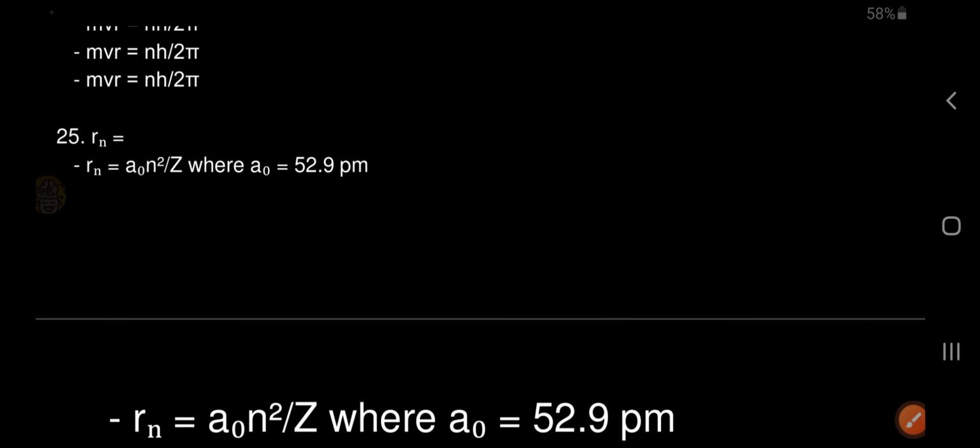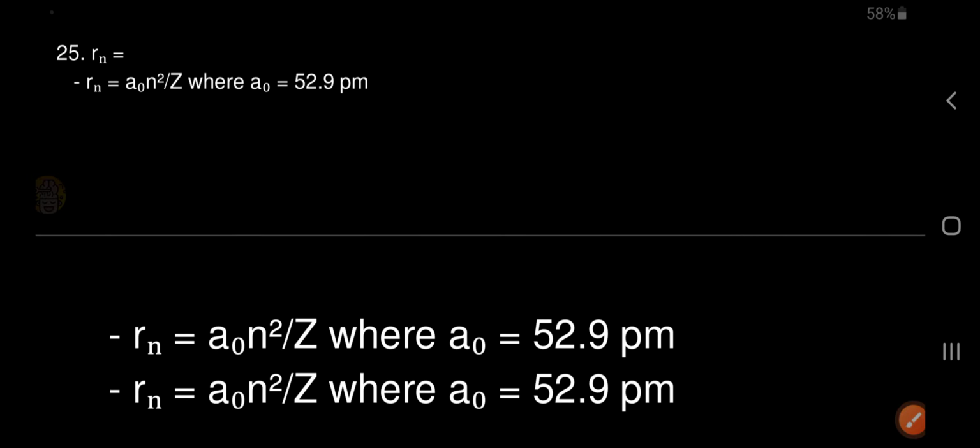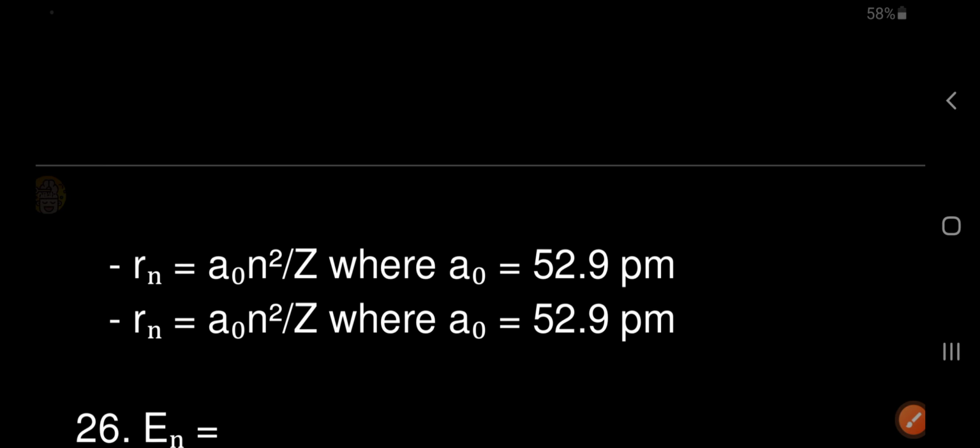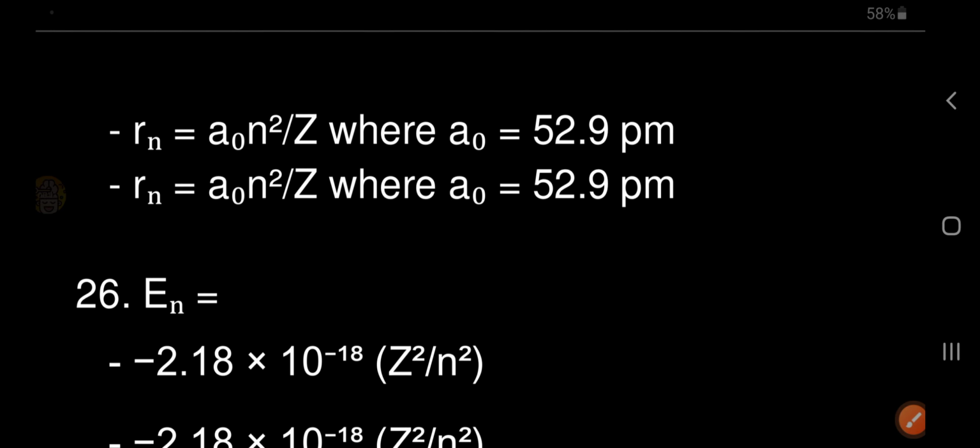Radius of nth orbit, the formula is rn is equal to a0 n square by z, where a0 is equal to 52.9 picometer. Z is the atomic number, and n is the number of the orbit, n is equal to 1, 2, 3.